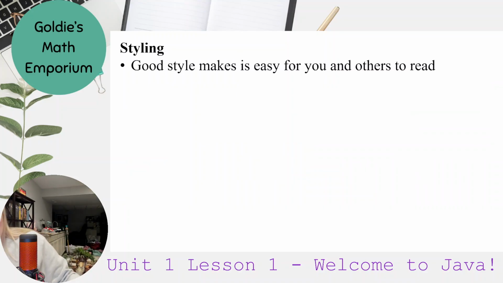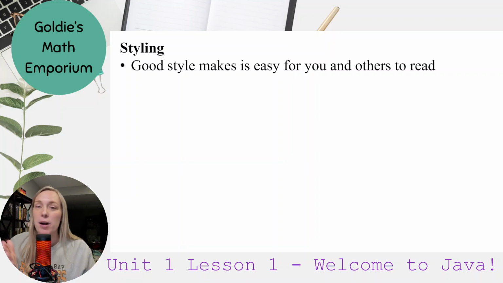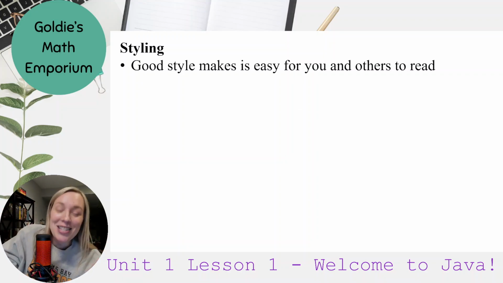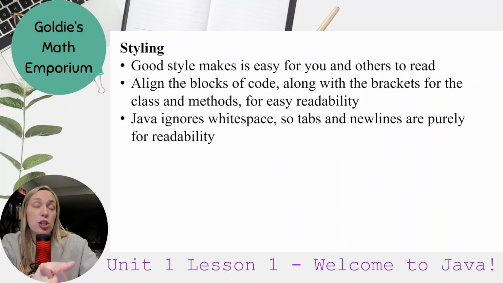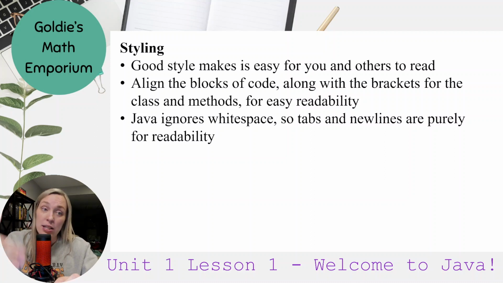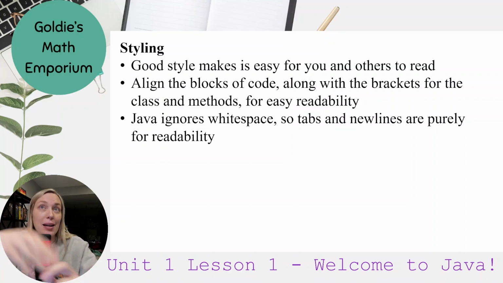So let's talk about styling, okay? Good style makes it easy for both yourself as the programmer and others, like the teacher, to read, okay? We want to make sure that when we are styling, we're aligning blocks of code, aligning brackets, aligning words, tabbing correctly, all of that for easy readability. In the Java programming language, we actually do ignore white space. So tabs and new lines are purely for readability. Now, that's not the case in all programming languages. Like Python, for example, tabs and new lines are very important for the program to function correctly.